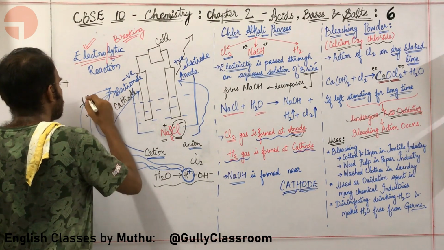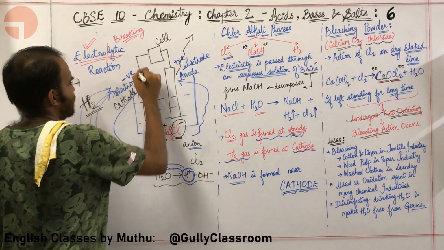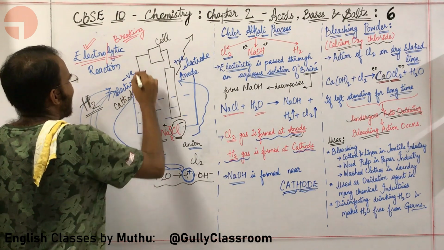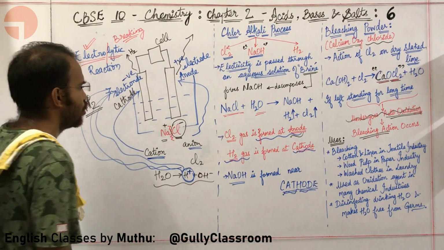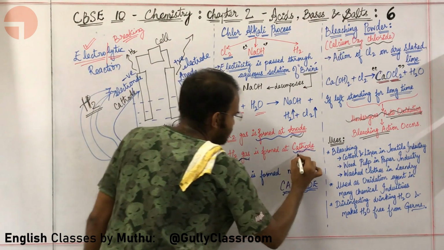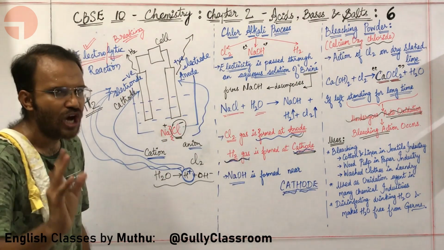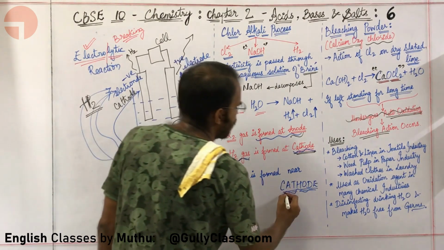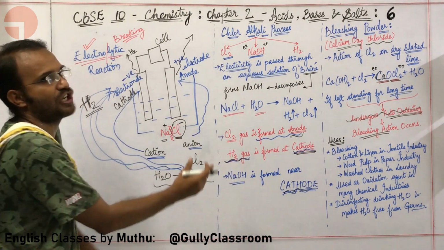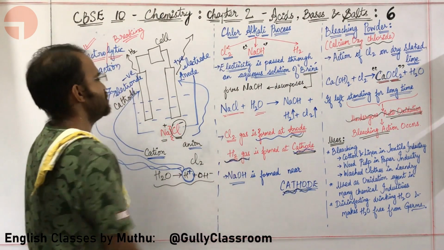And this H2 molecule will be sent out from the cathode. So H2 is sent out from the cathode. Are you comfortable with this story? Okay. NaOH, or sodium hydroxide, is formed near the cathode.